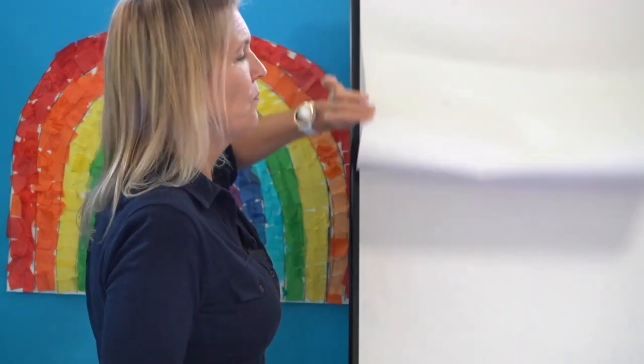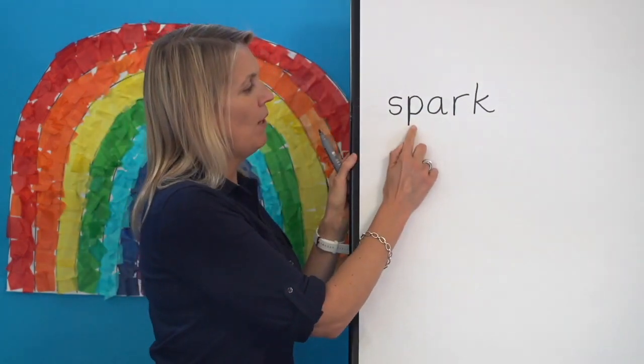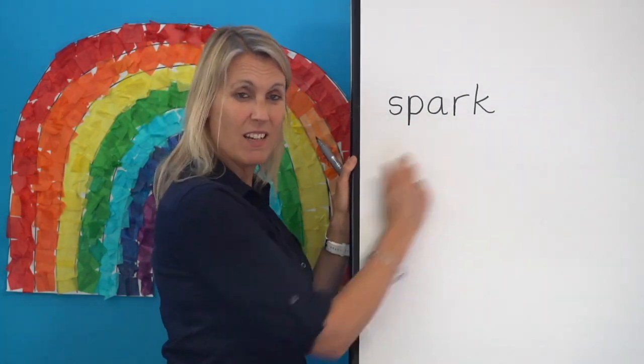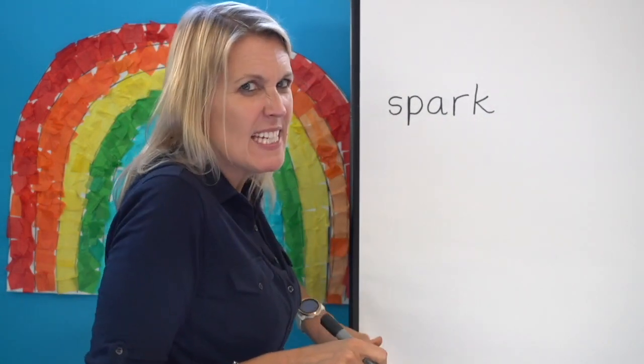Nearly done? Okay, let's check our spelling. Spark, spark. Did you get it right? Well done. Now let's spell trail. Segment the sounds with me. Trail. T-r-a-l. Let's count how many sounds there are. T-r-a-l. That's 4 sounds. Watch me write trail, and remember we need 4 sounds.